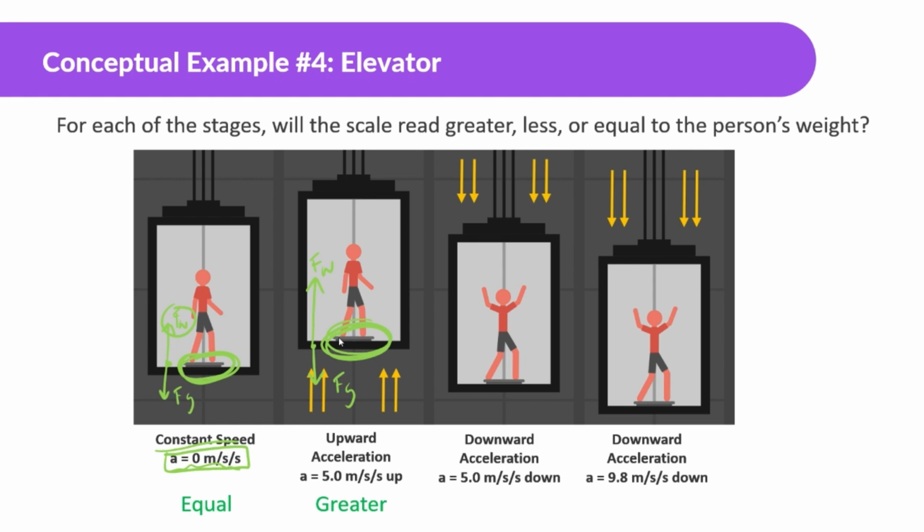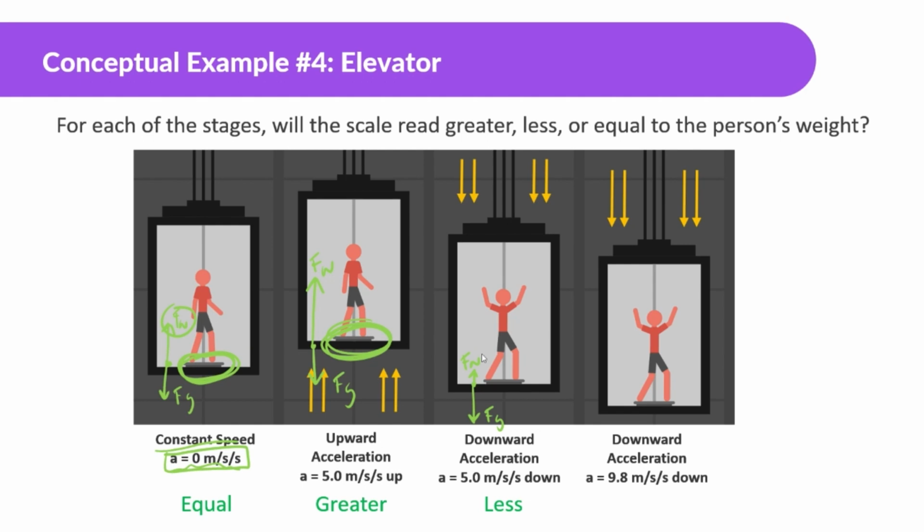Downward acceleration of 5 meters per second squared is going to be less. And again, it's as if the platform is trying to run away from the person. So what's happening is there's not going to be as much contact, which also means normal force will be less.